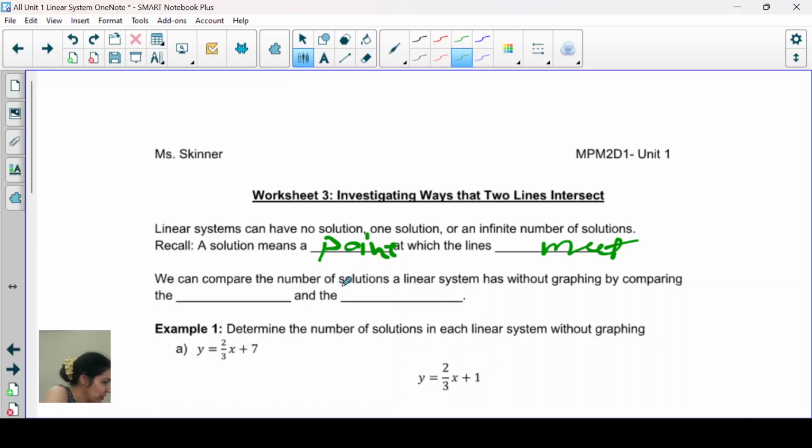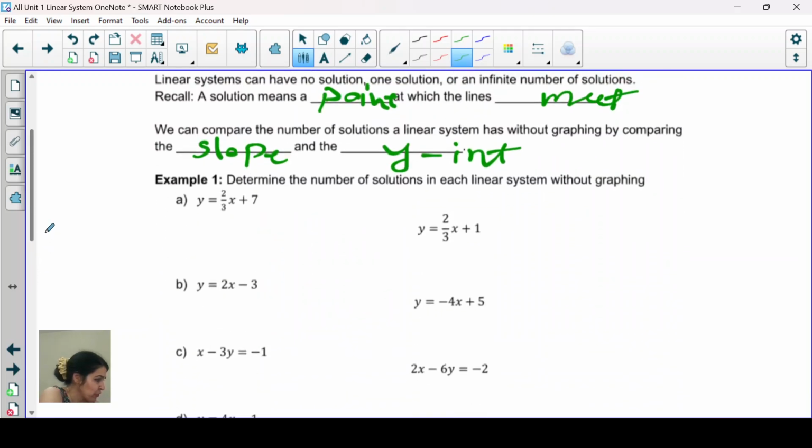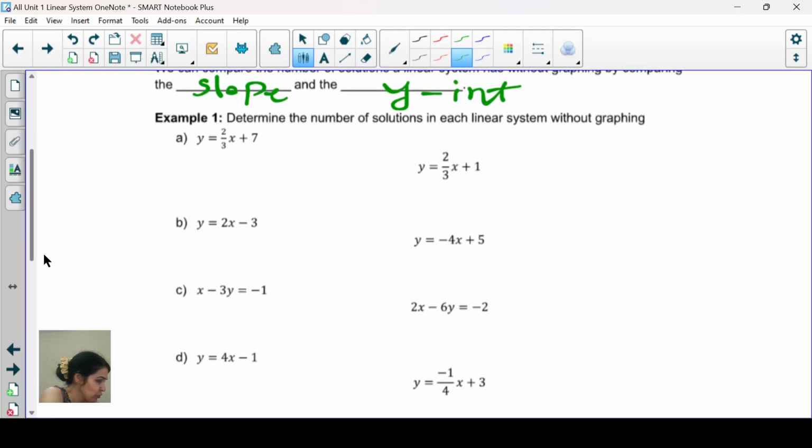We can compare the number of solutions a linear system has without graphing by comparing slope and y-intercept. Okay, determine the number of solutions for each of these questions.